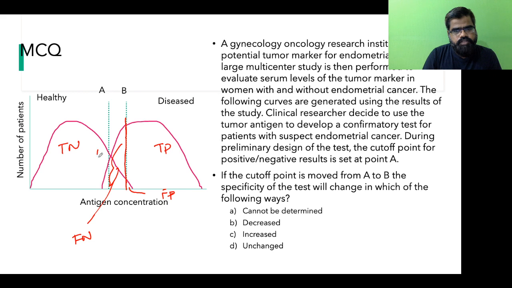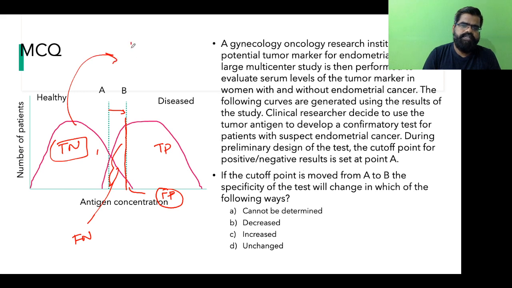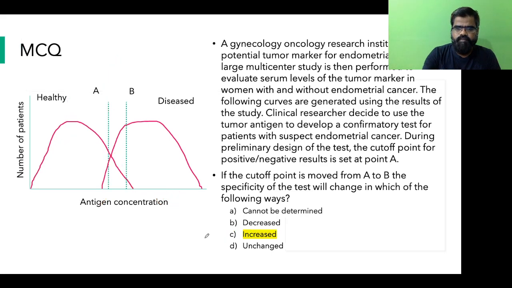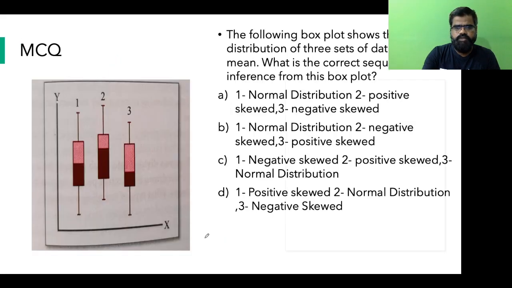Now, so this much portion of the area is your true negative. So when the line has changed from A to B, your true negative area has increased because your false positive area is very less. So what can you say about specificity? It increased. So the answer is C. I hope this is clear, students.